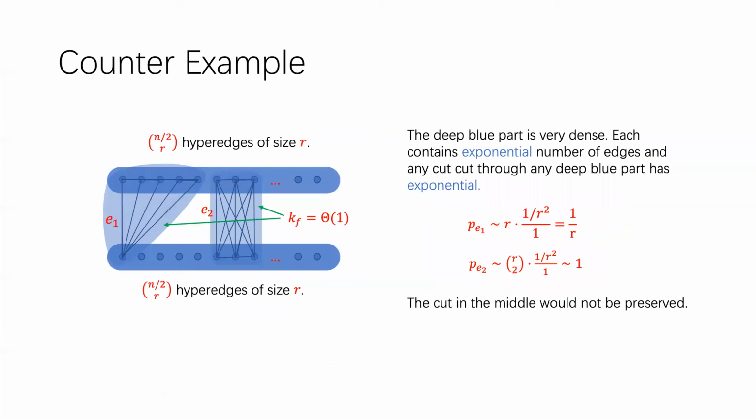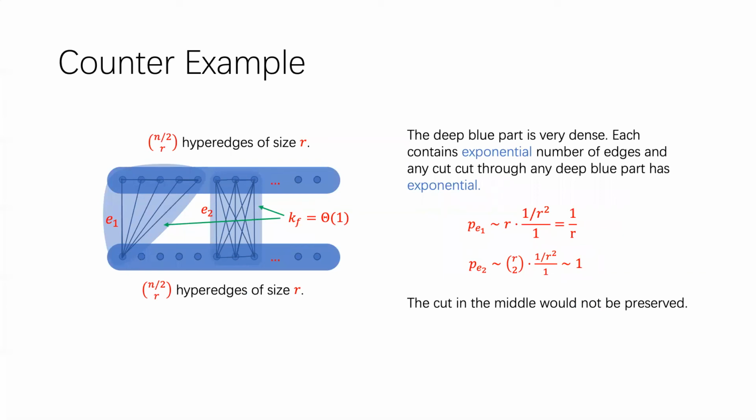However, there is a counterexample where this method does not work. In this example, we have two sets of vertices. There are n over 2 choose r hyperedges of size r in each set, and there are also two edges. E1 contains r-1 vertices in the first set and one vertex in the second set. E2 contains r over 2 vertices in both sets.